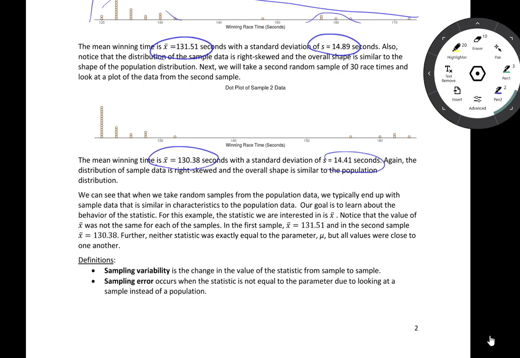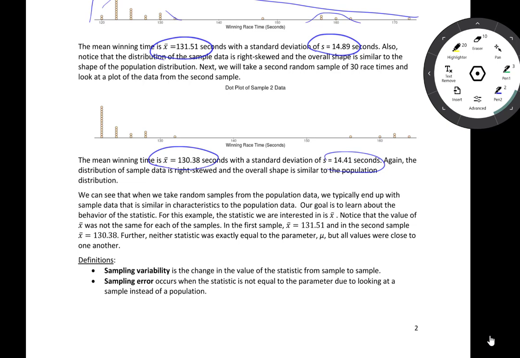Now, will all of my samples always be like this? No. You will find, you know, occasionally you'll get some that will look different and have sample means which are pretty far away from the population mean. So I'm not saying this happens 100% of the time, but I'm saying the majority of the time, if you take a random sample, you will get similar characteristics.